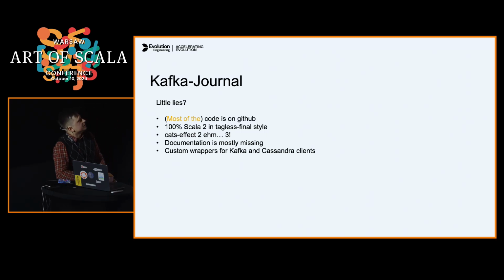Kafka Journal, so what is it? The code is on GitHub. It's sort of open source, but there are pieces which are still missing from the open source solution which we have. And it's not because we're evil, or because of any malicious intent, but only because we're a bit lazy. So, for instance, I don't think you could use it right away if you take it from GitHub. It's not well documented, and there are some pieces missing.